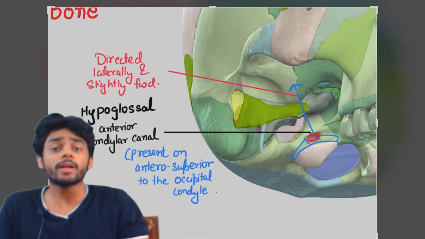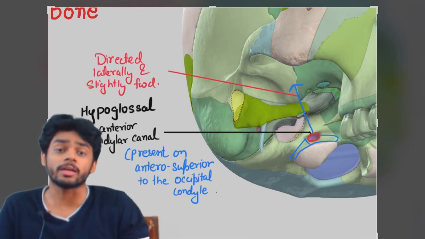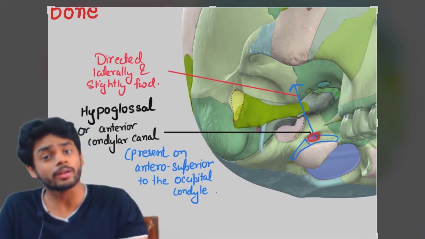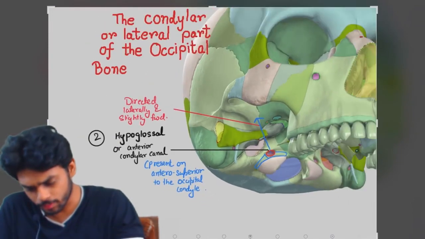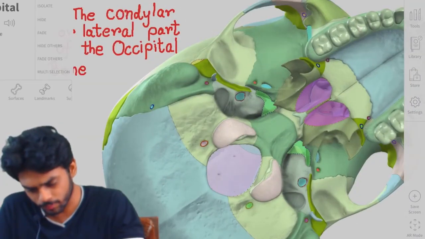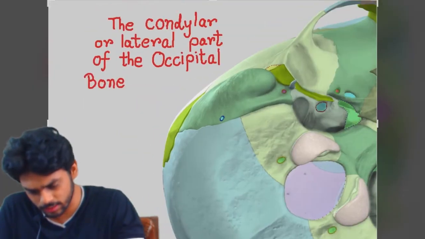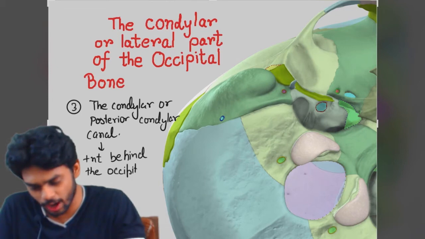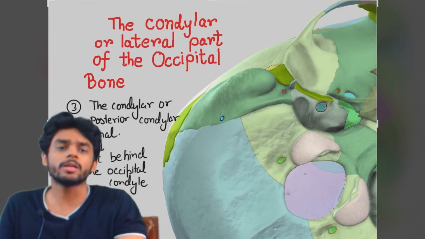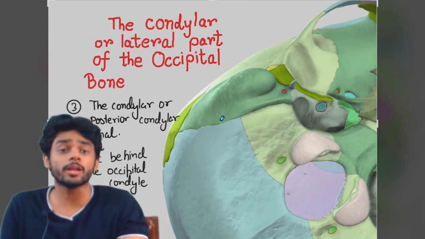Now we will see the condylar or posterior condylar canal. It is also known as the condylar canal, or you can call it the posterior condylar canal, which is occasionally present in the floor of the condylar fossa. Let me show you that part. See here, this is the condylar or posterior condylar canal, which is present behind the occipital condyle. Where is it present? It is present behind the occipital condyle.